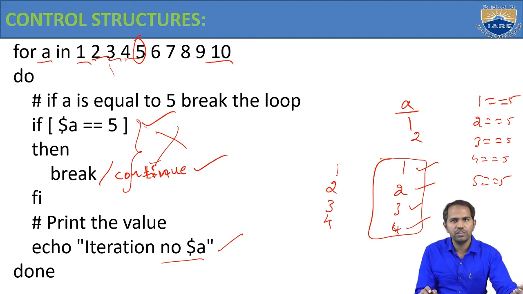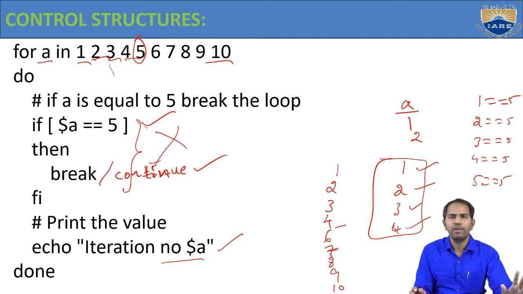Continue means next take the value 6. So after 4, it's printing 6. Next printing 7. Next 8 is not equal to 5, yes, printing. Next 9 is not equal to 5. Next 10 is not equal to 5, yes, printing. So it prints 1 to 10 except the 5. That is what happens when using a continue statement. Continue is a statement which skips the present value.